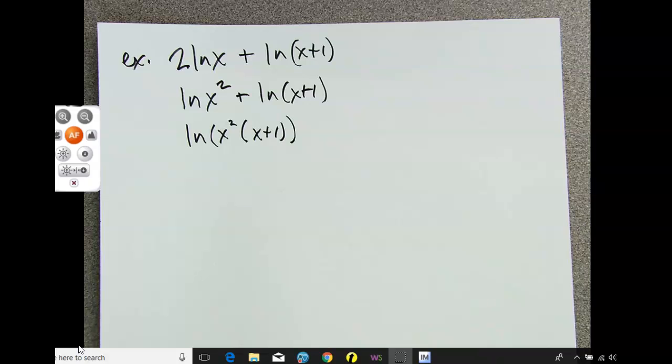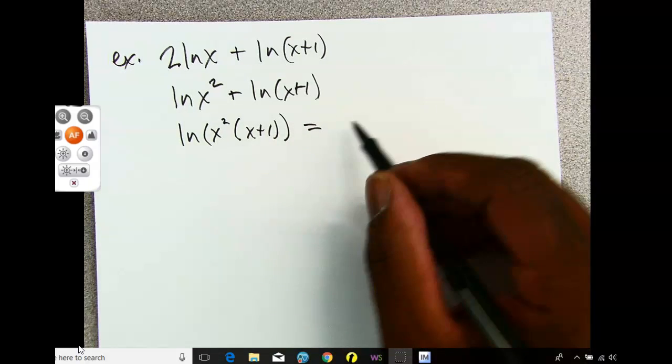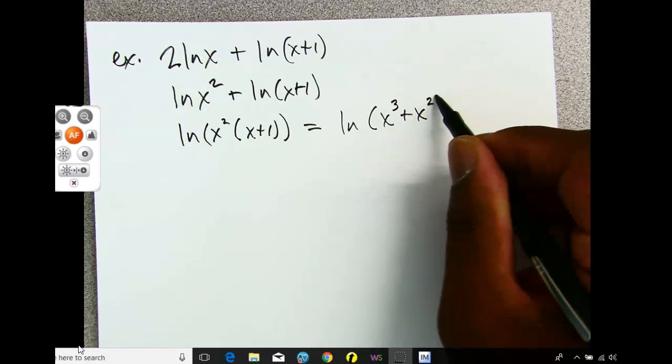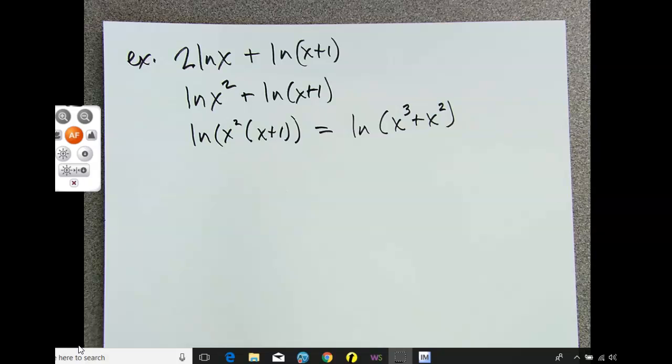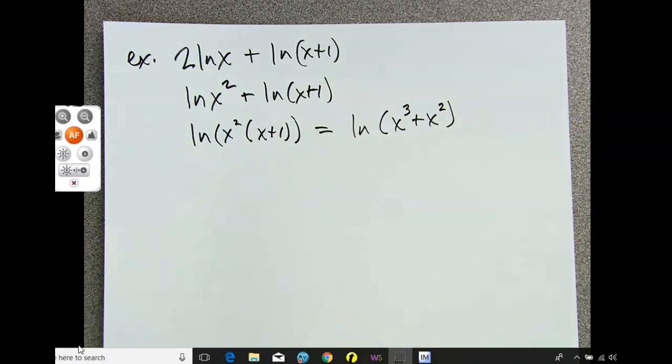Any questions on that? Yes. You can. So an equivalent expression would be natural log of x cubed plus x squared. Yes. You do not. If this were a free response problem on a quiz or a test, I would accept either of these values. If it were multiple choice, you would determine just by the way the distractors are written which one it would be.